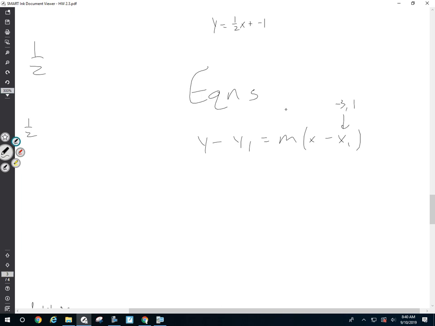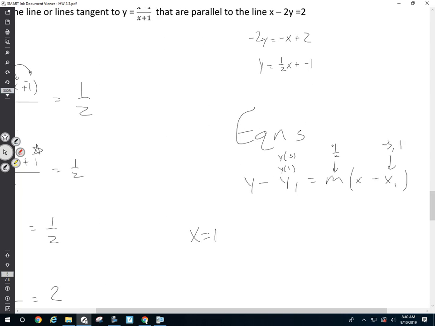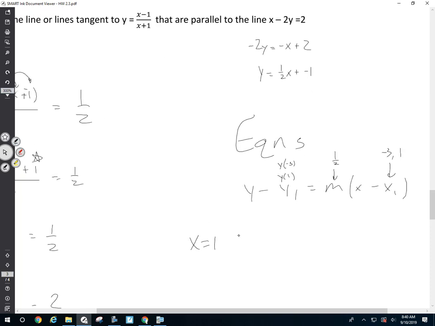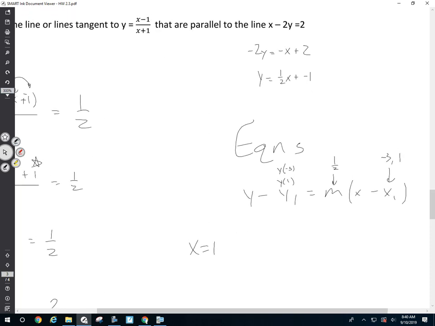My slopes I know are going to be 1/2. My y's are going to be my y at negative 3 and my y at 1. Okay, so let's go with x equals 1 first. My function is x minus 1 over x plus 1. So y of 1 is 0 over 2, which is just 0.